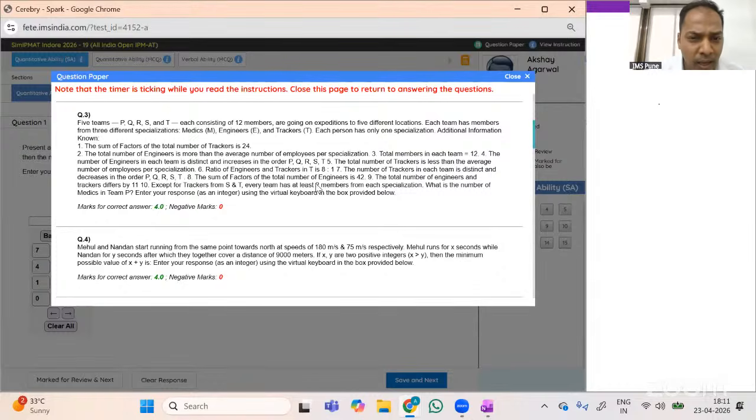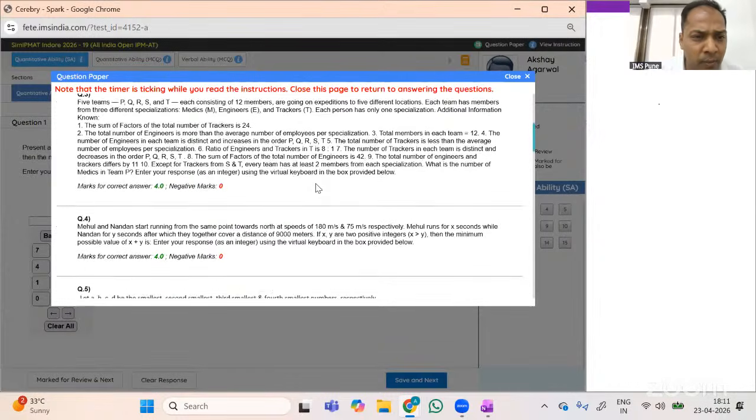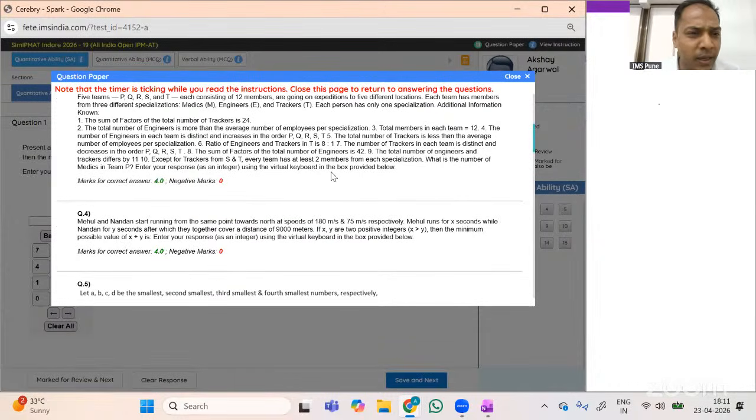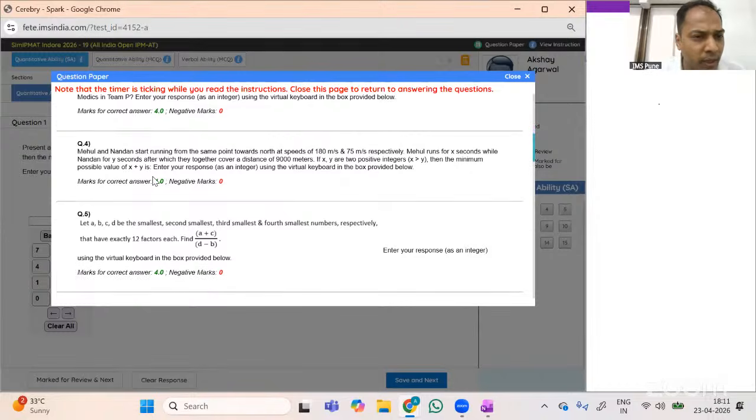I think this is too lengthy. I'll come back to it. Maybe I'll keep it for later. But yeah, seems to be a doable one, but a little lengthy to go through the entire data.